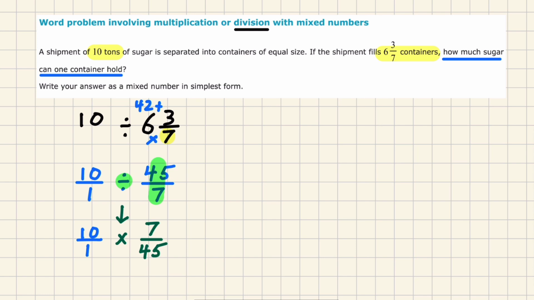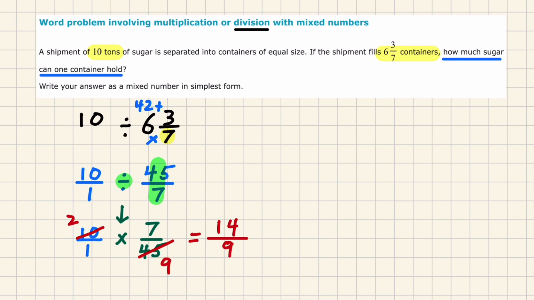So we've had two steps here, rewriting as fractions and then turning division into multiplication. But from here, fraction multiplication says we can cross cancel if possible, and both 10 and 45 are divisible by 5. 10 divided by 5 is 2. 45 divided by 5 is 9. And with cross canceling complete, we can multiply the numerators. 2 times 7 is 14. And we can multiply the denominators. 1 times 9 is 9.